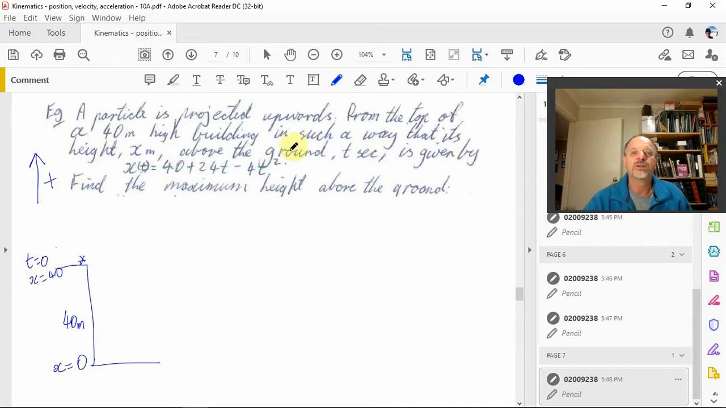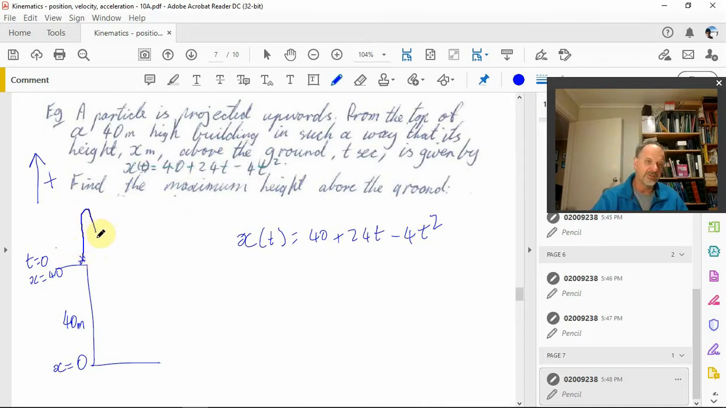All right, so here's our x(t) equals 40 plus 24t minus 4t squared. And the question says, find the maximum height above the ground. Here's our expression in terms of time. So if we throw this, it's going to go up and then it's going to go down. So what we're interested in here is its position there. So we're going to need to know the time.